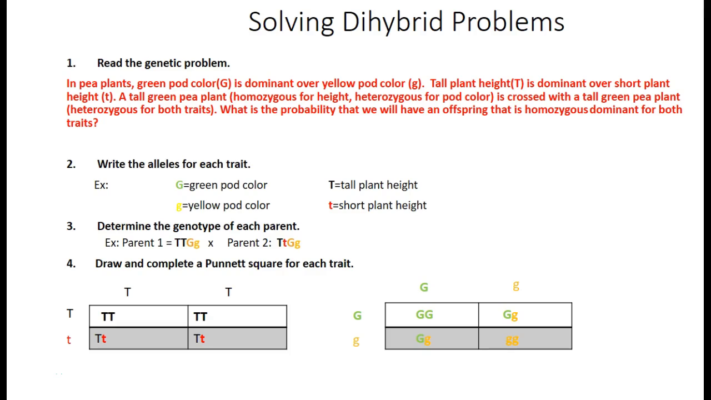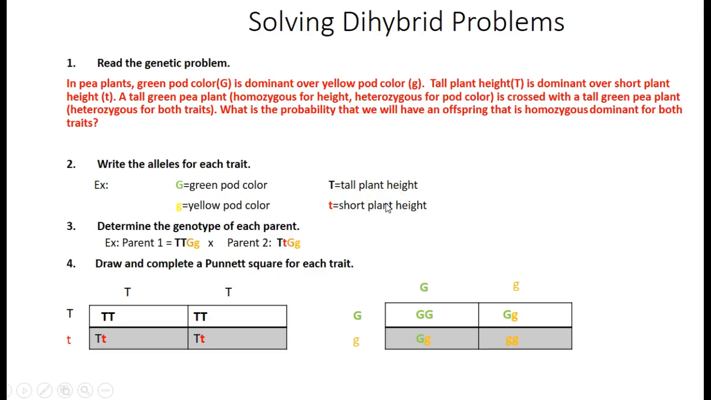So, the first thing you're going to do, guys, is read the problem and highlight the key information. For example, if I was reading this problem, the first thing I would do is write my alleles for each trait. I have capital G for dominant, which gives me green pod color, and lowercase g for yellow, which gives me the yellow pod color. Capital T for tall, because that's the tall plant, and lowercase t for short plant.